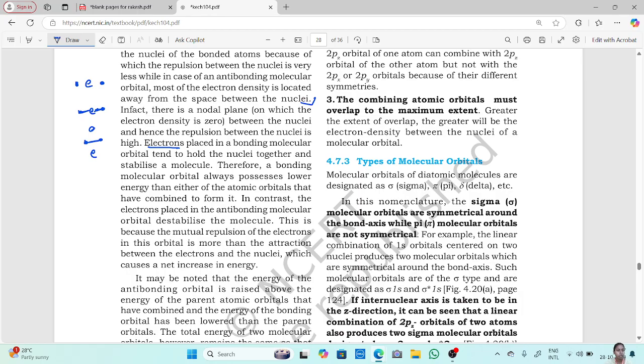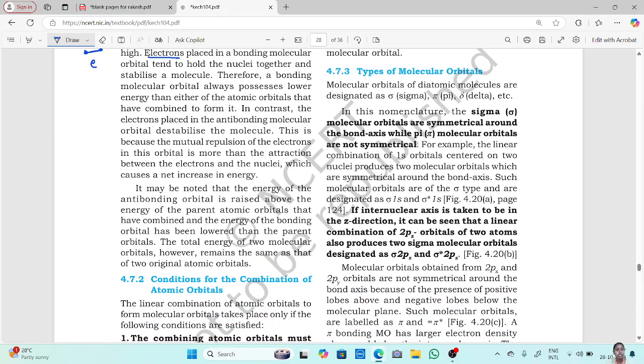Therefore, a bonding molecular orbital always possesses lower energy than either of the atomic orbitals that have combined to form it. The atomic orbitals which combine to form the molecular orbital, separately, have higher energy, but when they combine, the nuclei of both atoms are held together by the electrons, thereby reducing the energy. And when the energy is reduced, the molecular orbitals have a higher stability compared to their single atomic orbital form.